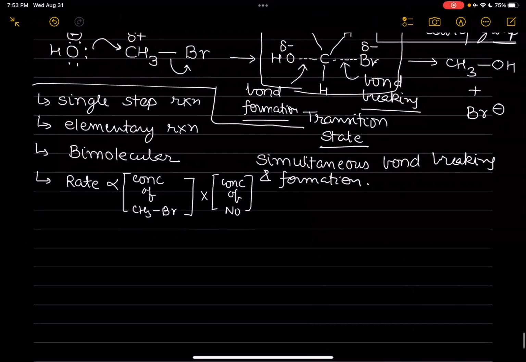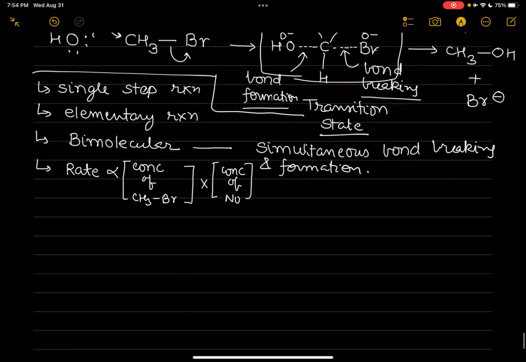So the rate is directly proportional to the concentration of the CH3Br and as well as of the concentration of the nucleophile. If you double the concentration of nucleophile, the rate of SN2 is going to get double. Is it clear, Anushka? Yes, sir. Clear. Arpit, Iman? It's clear.